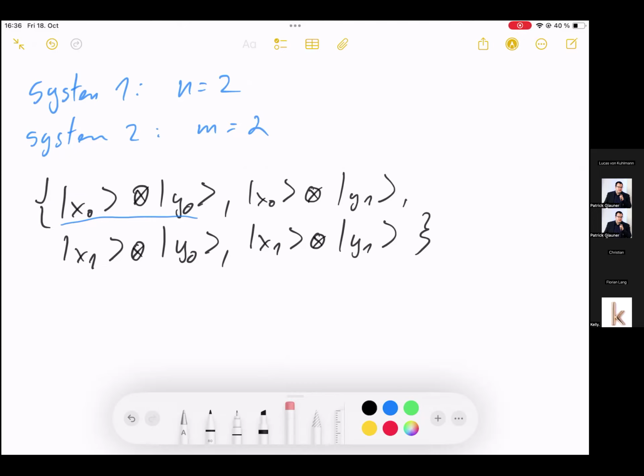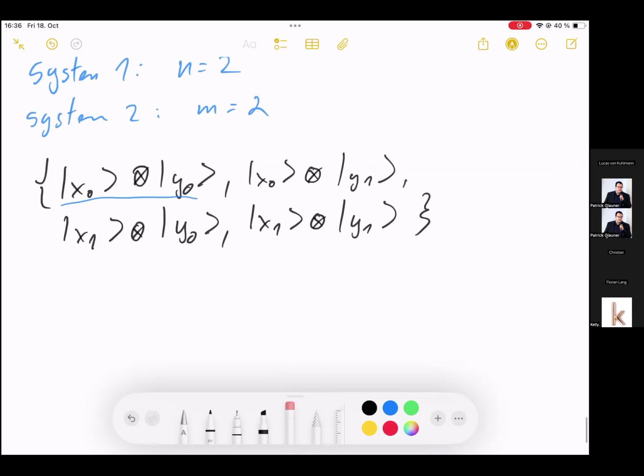And when we now look at some state psi ket from the composite system, it is eventually a linear combination, or in this case a superposition, of these basic states.